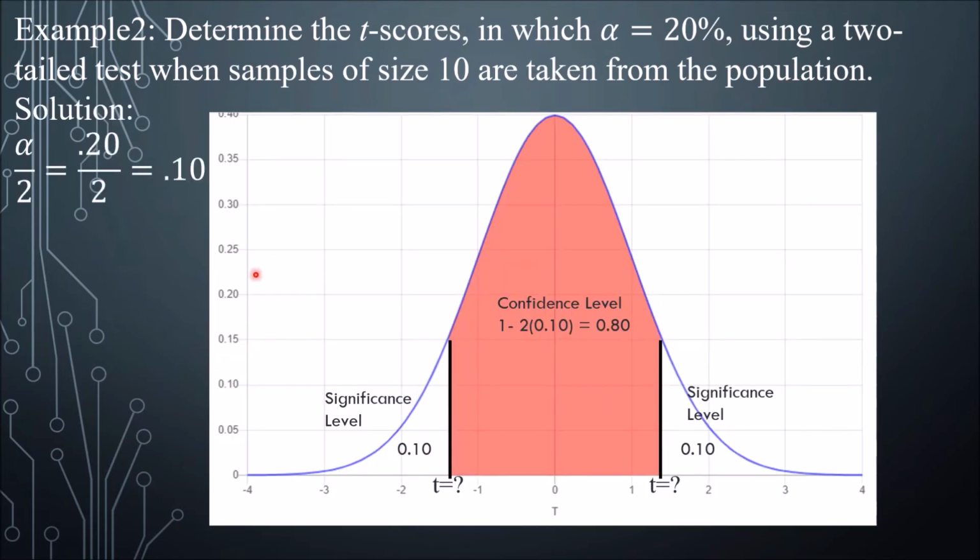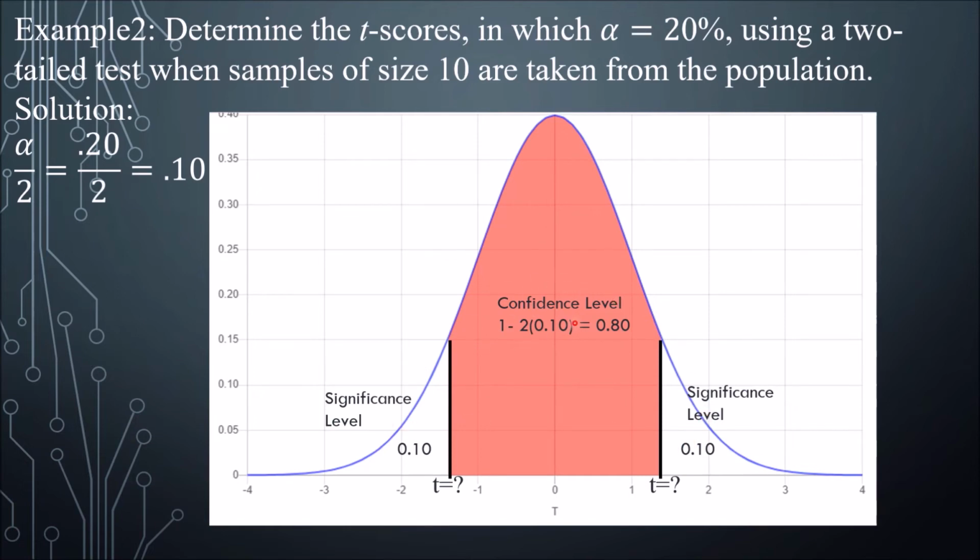Let's have the solution. So this is the graph. We need to divide alpha by 2 because it's two-tailed. So 0.2 divided by 2 is equal to 0.10. This one here is 0.10, that's the left tail, and this one here is 0.10, that's the right tail. So these are the levels of significance.